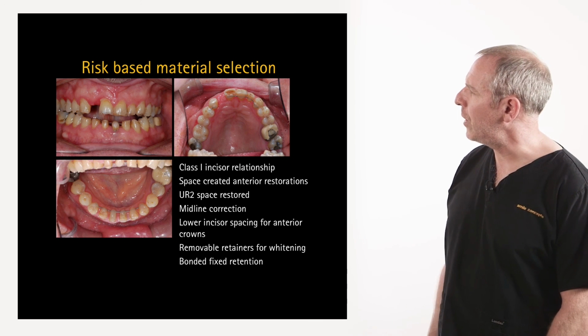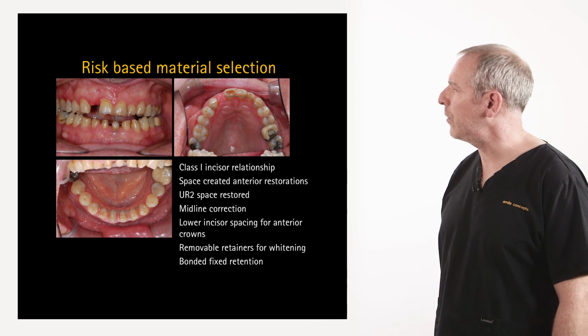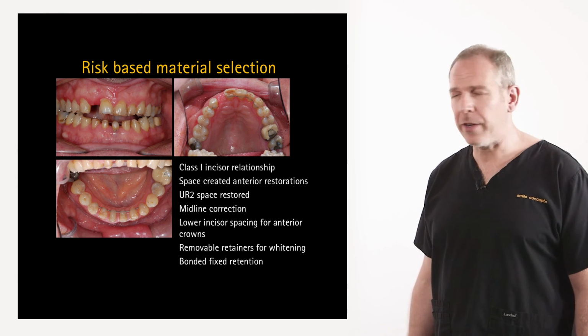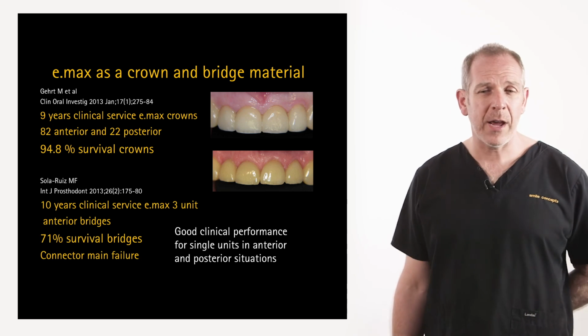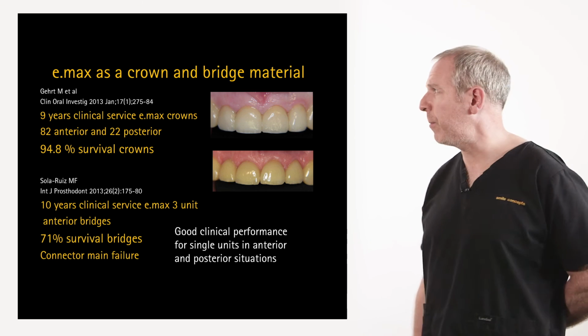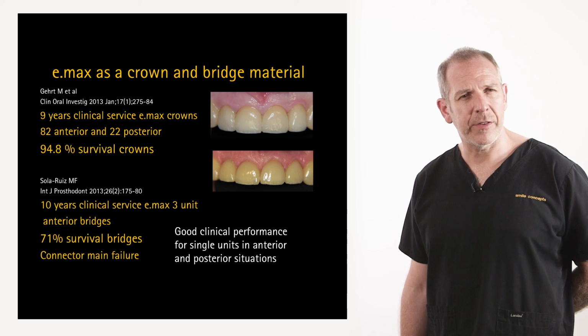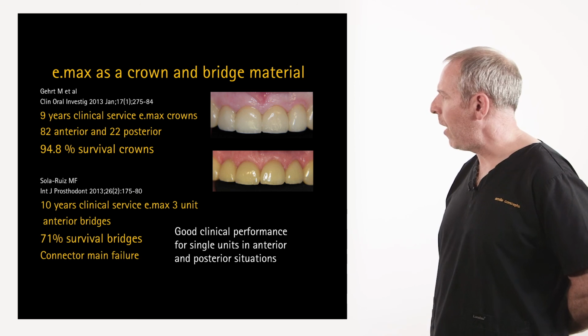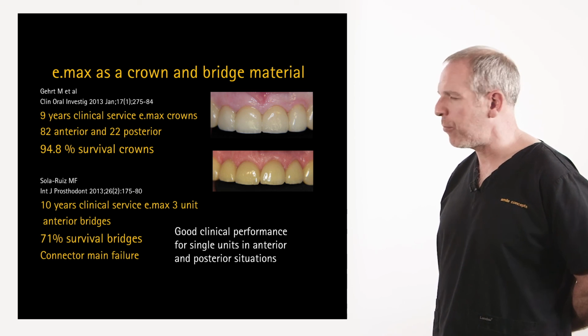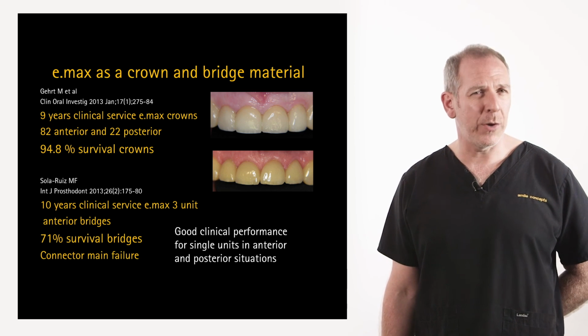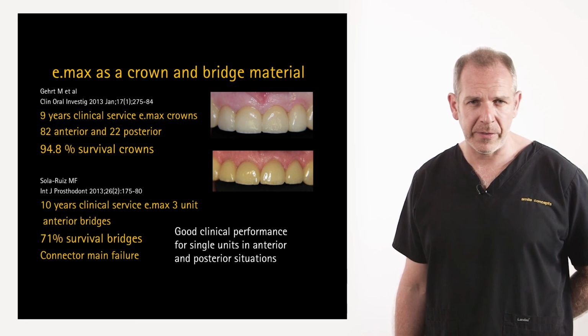In the end, we actually undertook a bridge for the patient because the 1 and the 3 required crowns. And then we are going to restore the anteriors with crowns. So what can we use for crowns? Well, e.max, you can see from the studies here, very predictable. However, e.max for bridges, less predictable. So currently I wouldn't recommend e.max bridges.